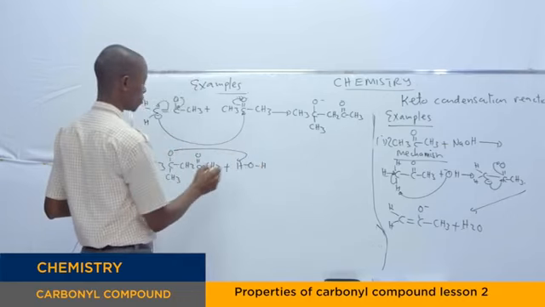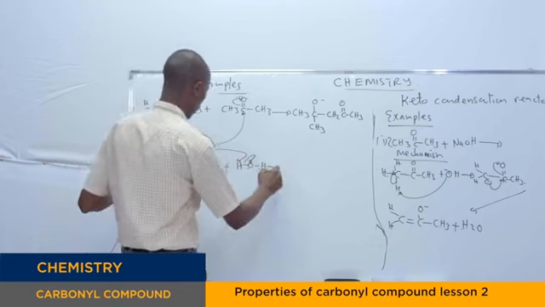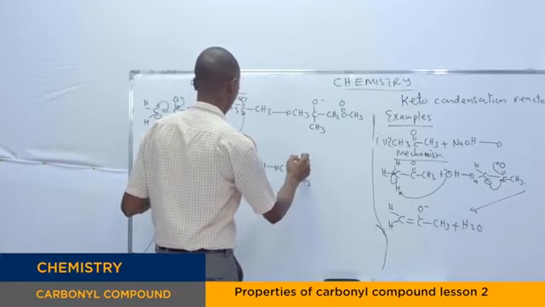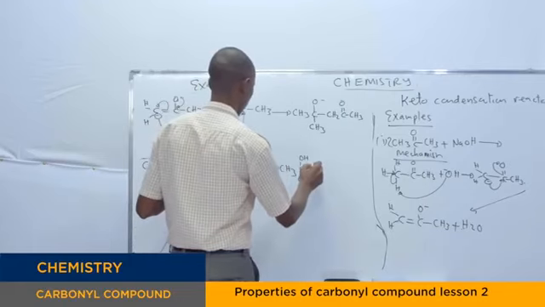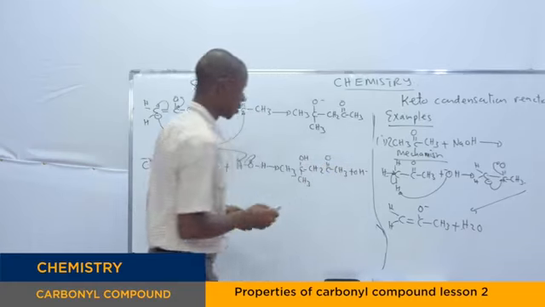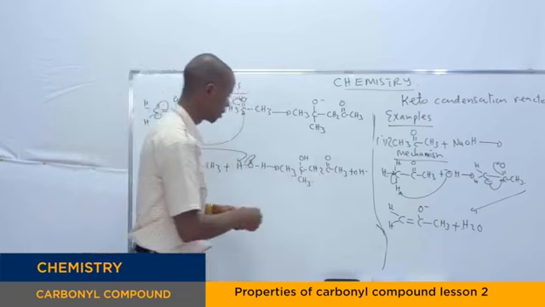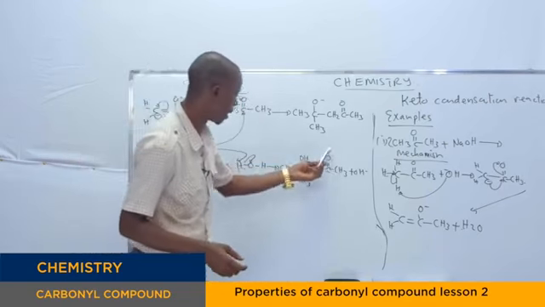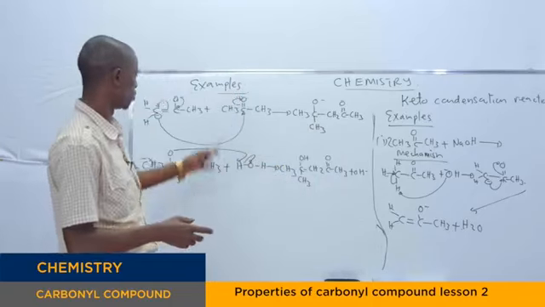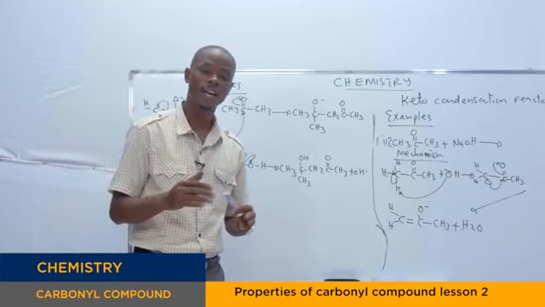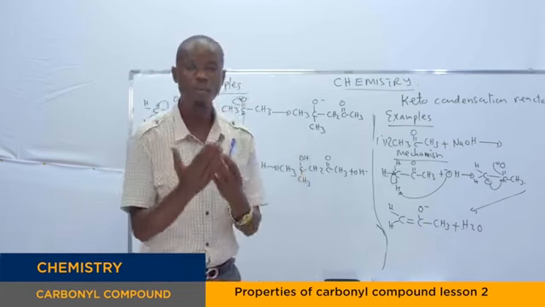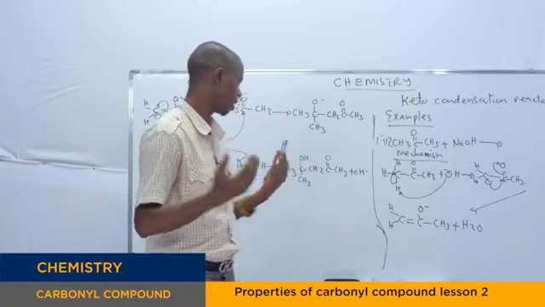Now this will attack this proton, and the electron moves to this one. We are going to form this product. So you can see, my dear student, this compound which is formed contains both a hydroxyl group and a carbonyl group. That is about aldol condensation. So this is about the aldol and the keto condensation reaction for those carbonyl compounds with alpha hydrogen atoms.